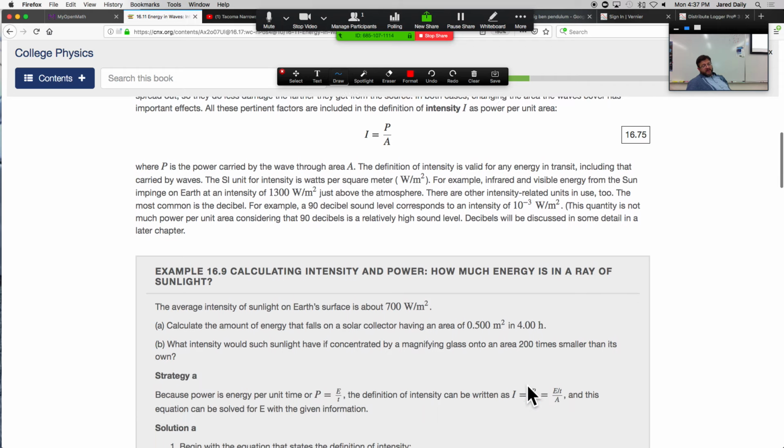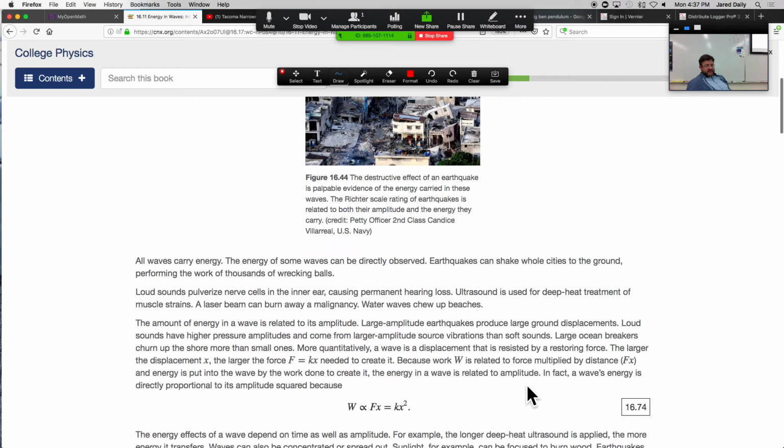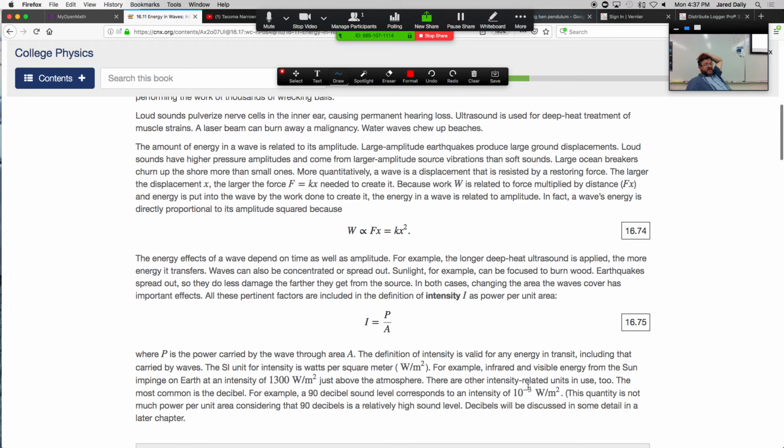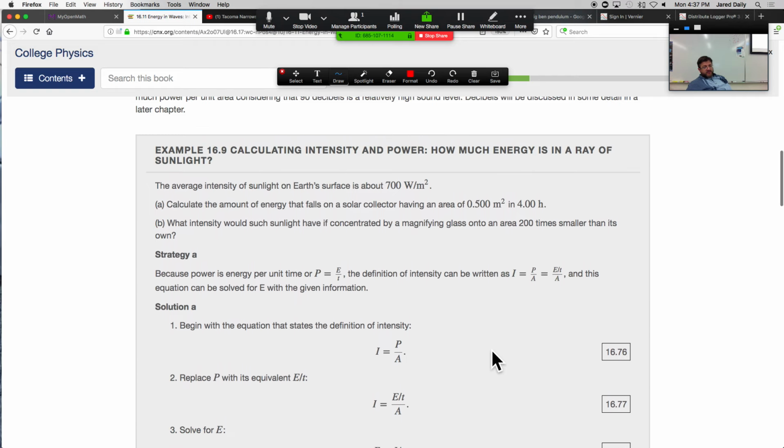Energy in waves. So energy is going to be associated with intensity here. Intensity of anything is measured by taking the power divided by the area. So the power over area gives you intensity. And how is that going to be related to anything with us? Well, let's do some examples of intensity first.